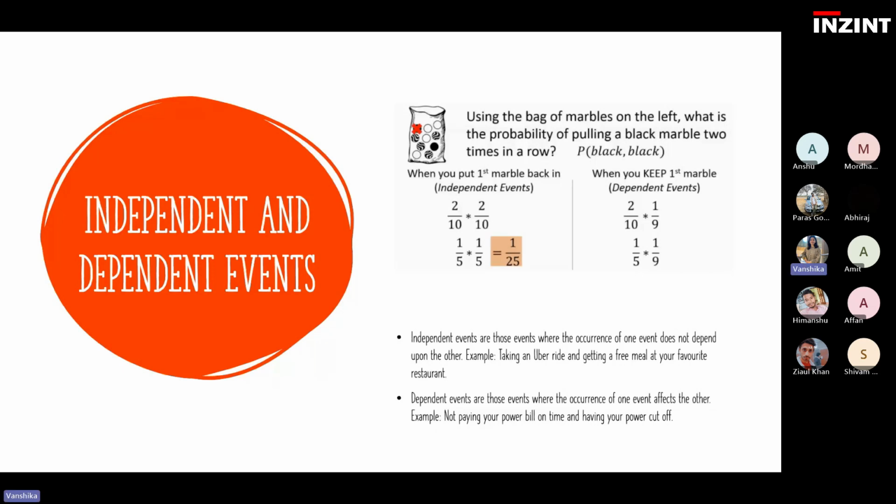So here, getting a face card in the second turn depends upon whether the ace was drawn out in the first turn. Okay, and since we are drawing the ace out, the number of cards in the deck also changes. So in this case, these two events, they are what? They are dependent events. The probability of the event that is going to occur already depends upon something that has happened, right?